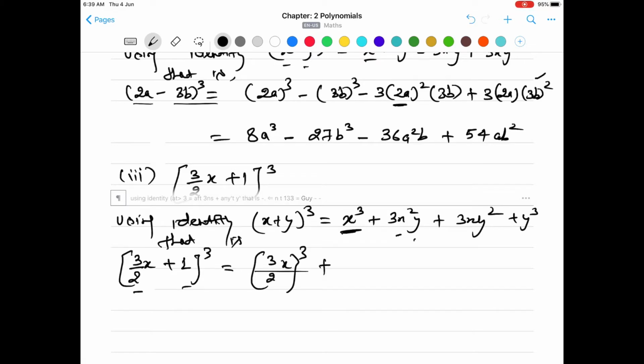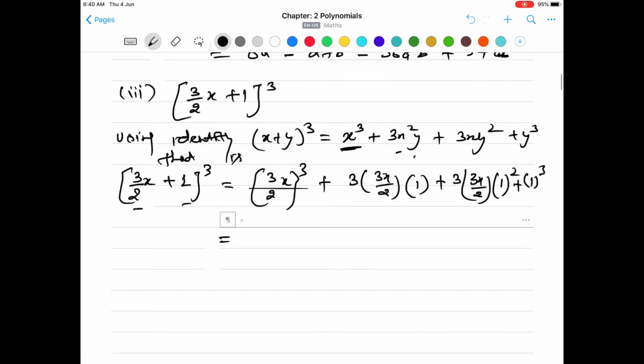Then we have plus 3x square y, that means 3 into (3x/2) square into y, where y is 1. Then we have 3x y square, that means 3 into 3x/2 into y, where y is 1 square. Then we have plus y cube, that means 1 cube. So after solving this, you will get 3 cube is 27, 2 cube is 8, and x whole cube will be x cube.